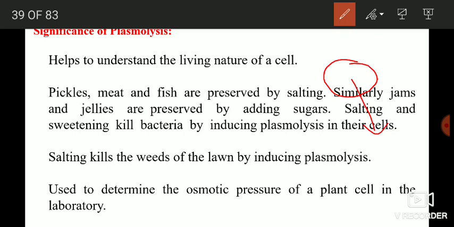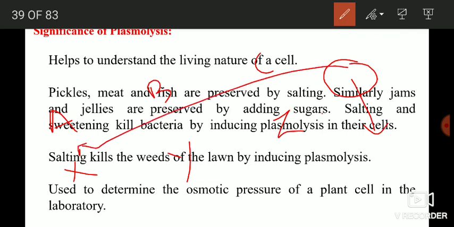You will place this cell in a number of solutions. For example, solution A having concentration X, solution B having concentration Y, and solution C having concentration Z. What will you do? You will place this cell in solution A. What happens is, for example, there is loss of water from the cell. Then you will know that the concentration of salts in this cell is less as compared to that in the solution.